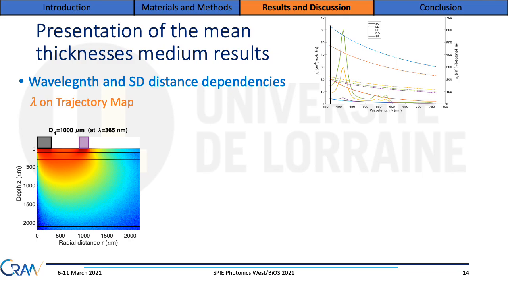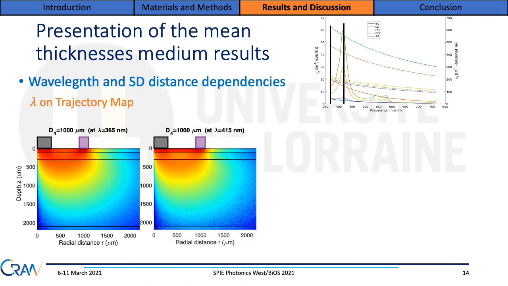Before studying the depth penetration with epidermal thickness variation, we first present here the result for the mean thickness medium, which corresponds to a stratum corneum of 20 and a living epidermis of 90 micrometers. Black and purple squares respectively represent the source and the detection fiber, while black horizontal lines show the diopter positions.